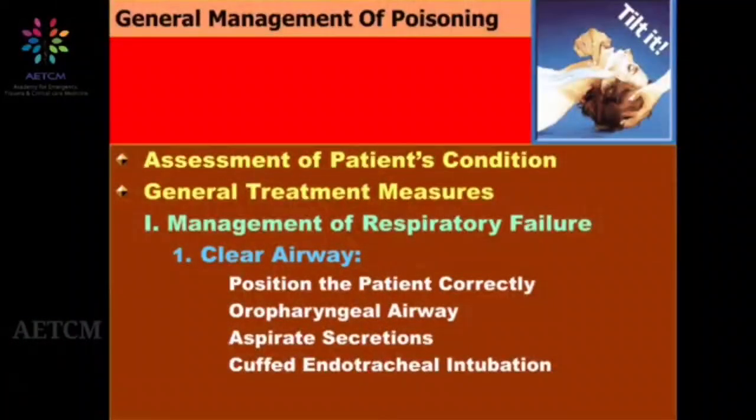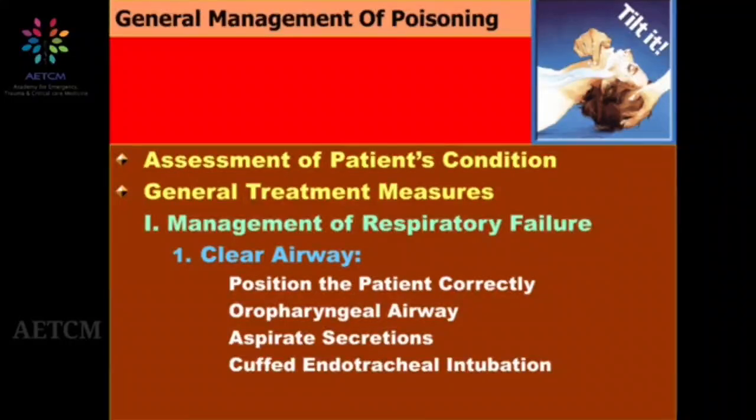So moving on to the general management of poisoning. As we said, an assessment of the patient's condition is very important, and moving on to the general treatment measures, we start again with respiratory failure. You clear your airway. You can see the picture at the right upper corner, which is head tilt. What usually happens is, as the patient's sensorium goes down, the tongue may fall back and can obstruct the airway. So clearing the airway is very important in the management of the patient.